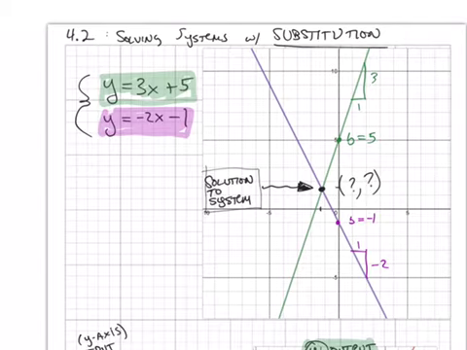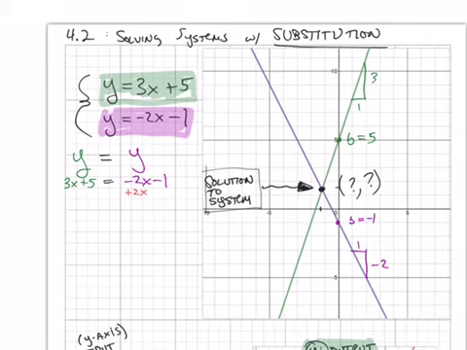So what I'm going to do is I'm going to take my green graph, the green y value, basically, and I'm going to set it equal to the purple y value, okay? And I'm going to substitute in for the green y value 3x plus 5, and for the purple y value negative 2x minus 1. Okay? And this gives me now an equation that I can solve, because it's an equation in a single variable.